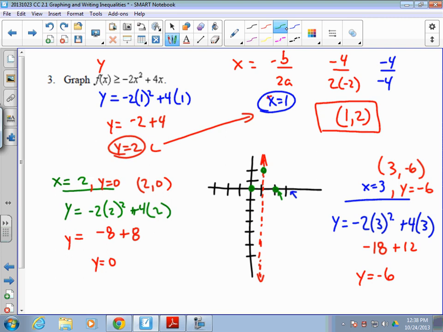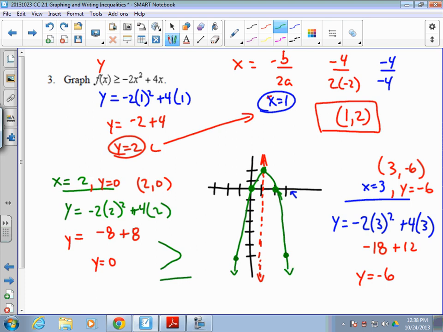Again, we'll plot that one at 3, negative 1, 2, 3, 4, 5, 6 for your third point on the right. And do the same thing one more unit over on the left and go down to negative 6. So that's what your parabola is going to look like. Again, this tells you that it is a solid line because it says or equal to. So connect your points. Do the same thing here.